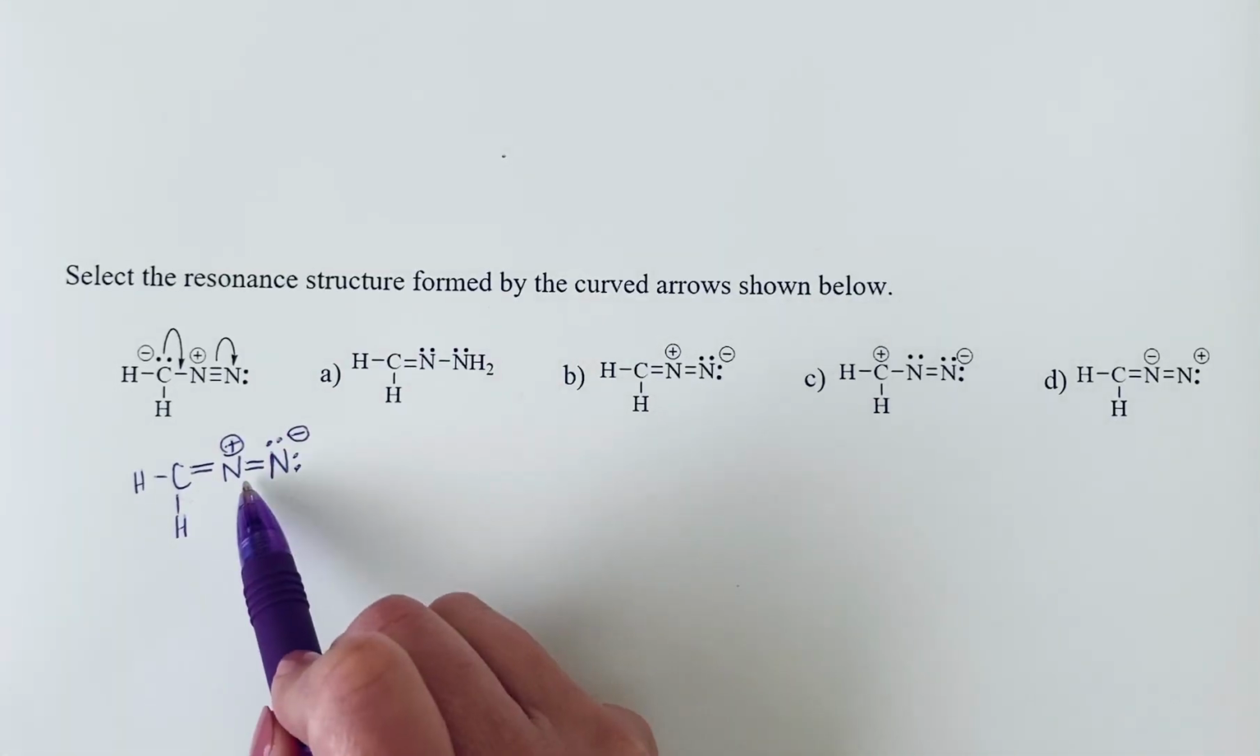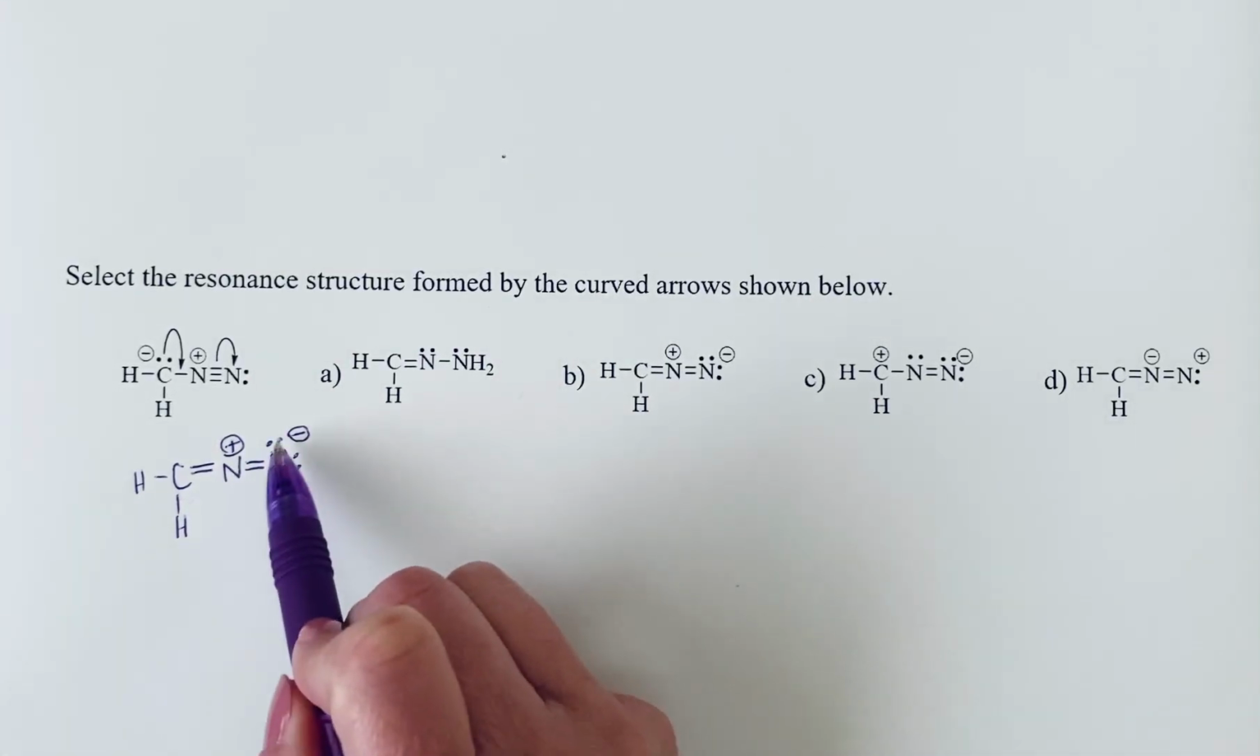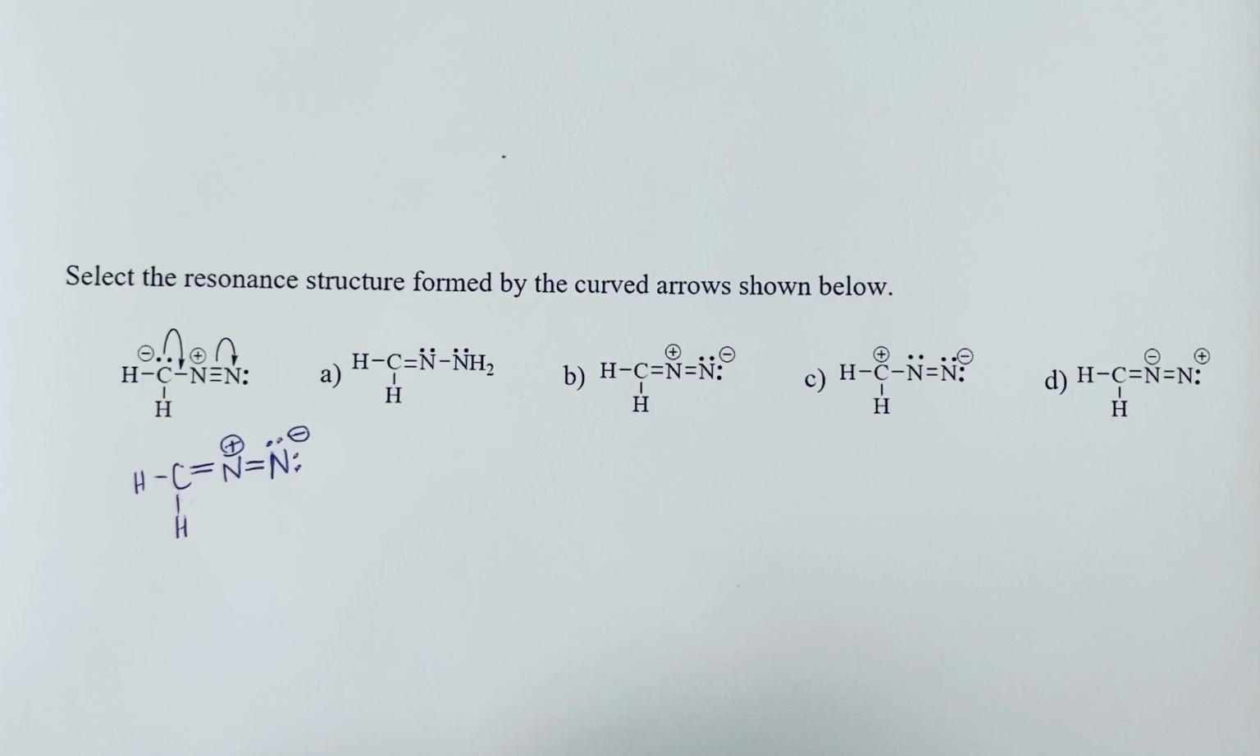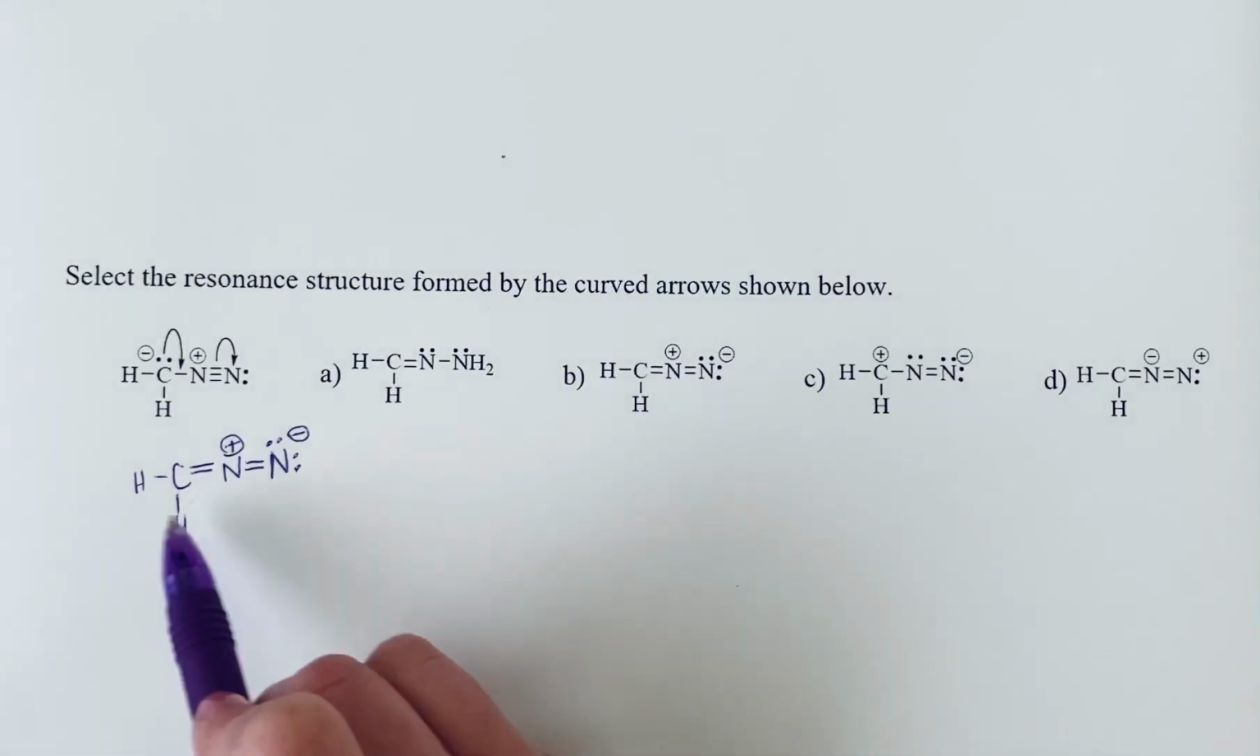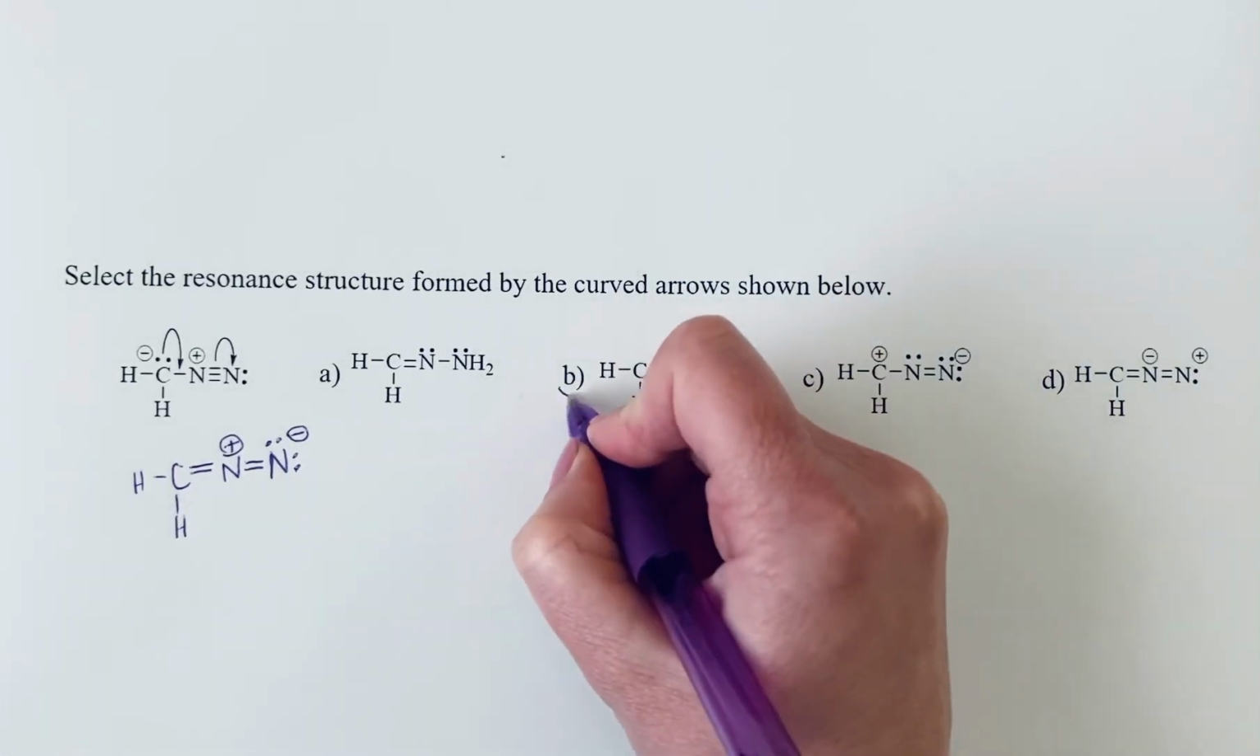In this resonance structure, we have a positive charge on nitrogen and a negative charge on the other nitrogen, so it is still overall neutral. And this structure matches option B.